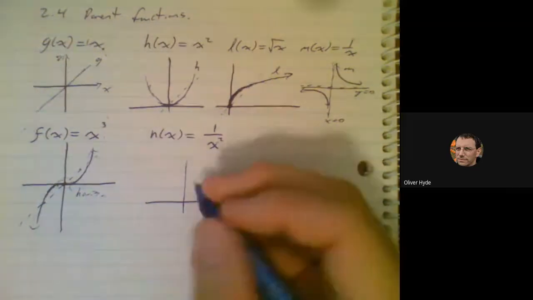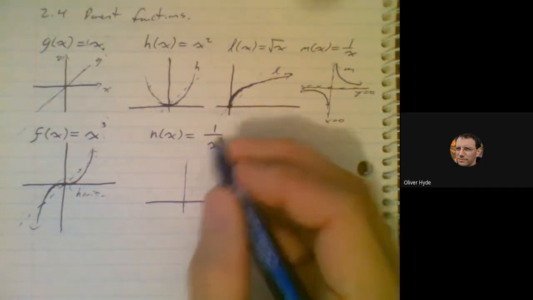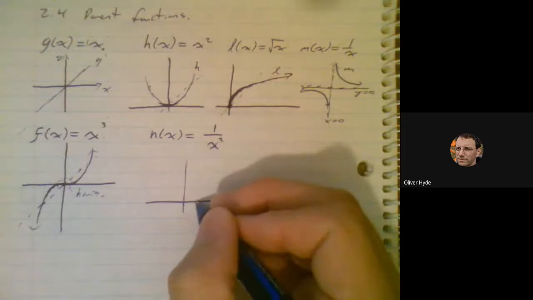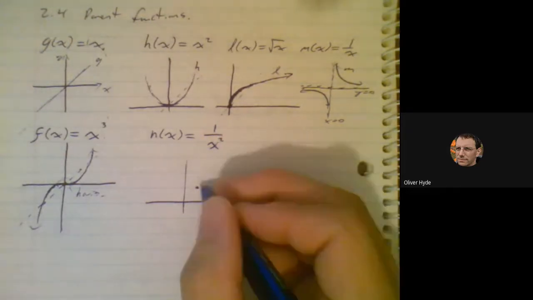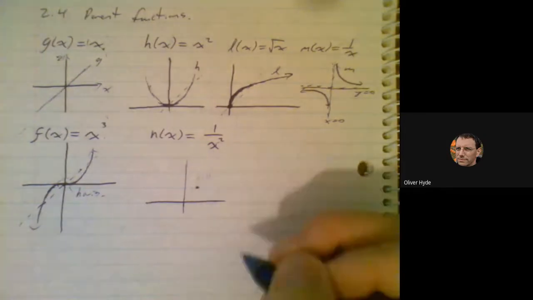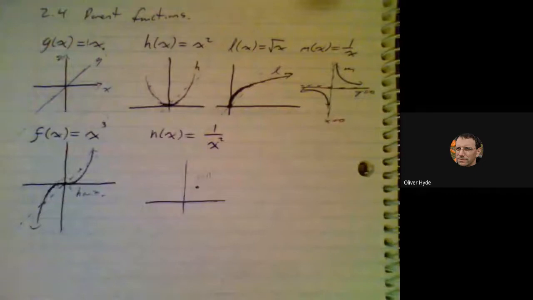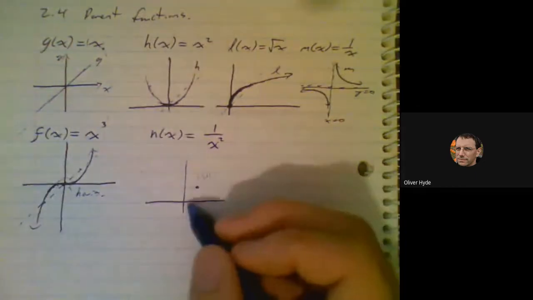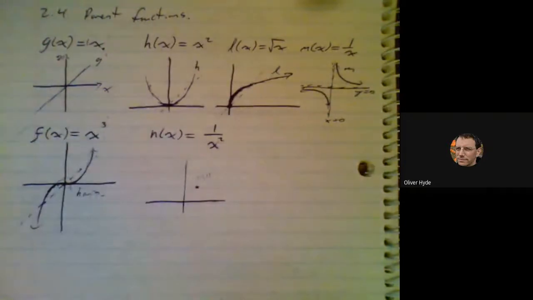All right, let's start substituting in some numbers. N of 1. Well, let's start by squaring and then reciprocating. The square of 1 is 1. The reciprocal of 1 is 1. So I'm going through 1, 1, just like every single one of these curves. This curve doesn't go through 0, 0. That curve doesn't. This one does, that one does, that one does, that one does.